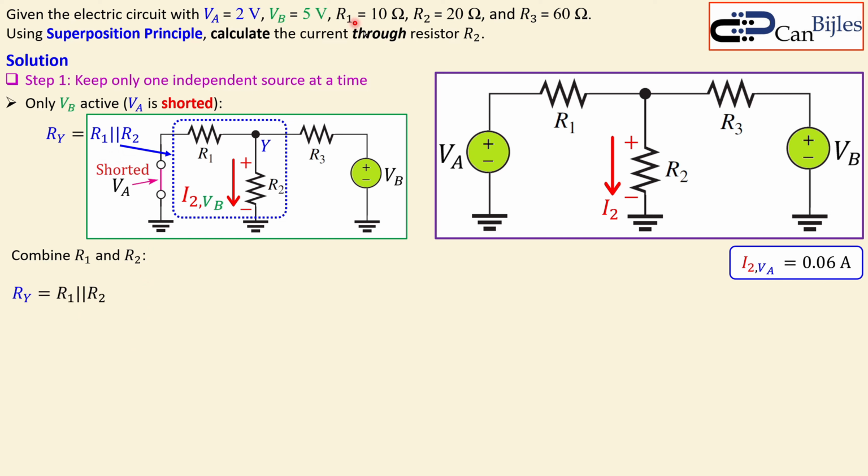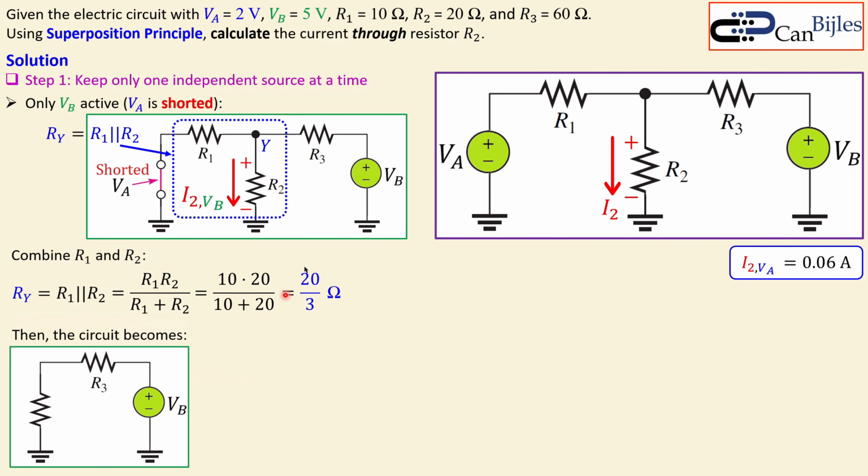R1 and R2 are given as 10 and 20 ohms. Now if I do 10 times 20 over 10 plus 20, you will get 20 over 3. It's not exact in decimal form. If you calculate this, you won't get a nice number, so I will keep it as it is. Okay, now this is for this RY. We can move on and ask how this circuit is now simplified in this form. So you've got R3 and a VB in series with this new RY. And the current here will also be shown for this orientation.